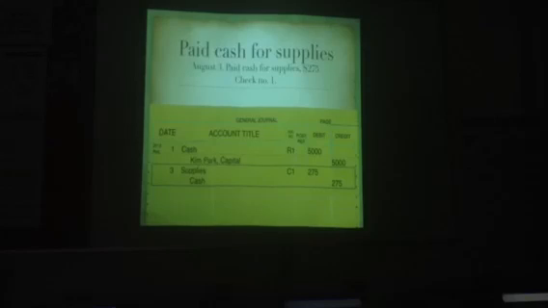We should have the understanding that when we purchase supplies, supplies goes up. When supplies goes up, that's an asset. When assets go up, they're debited. So we put supplies first, debit $275. Then we know cash is credited because cash is going down.